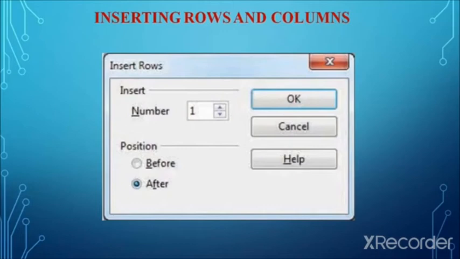And also you can select the position where you want to insert, either before or after, so left or right. When it is a row, it will display before or after. When you want to add a column, it will ask for left or right. So like that you have to select the option while inserting the rows or columns.